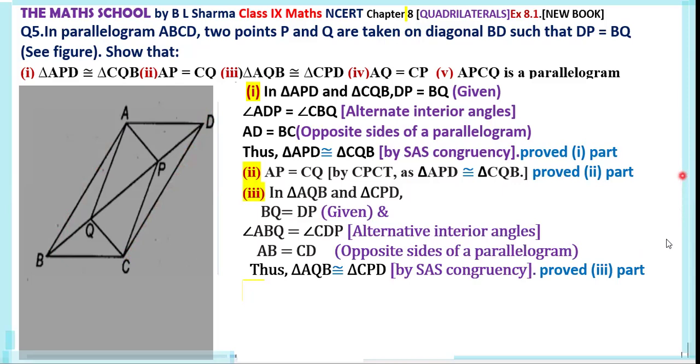By CPCT, AQ is equal to CP. Proved the fourth part.